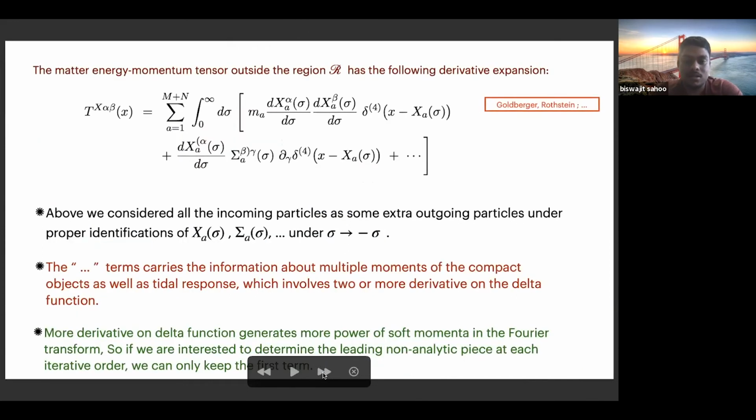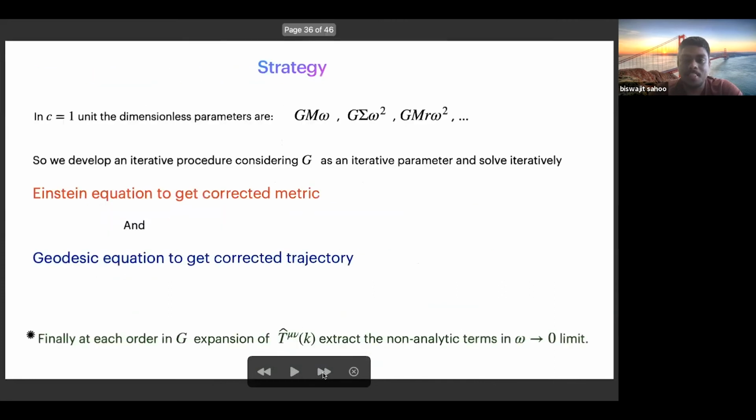Due to time, I'm skipping the details, and let me tell you the strategy, why this iterative expansion works. In c equal to 1 units, it turns out that G m omega, where m is some mass parameter, which is the momentum or the mass of the objects which are scattering, and G sigma omega square, G m r omega square, are all dimensionless parameters. So expanding in powers of G is a good approach, because that can take care of the corresponding m omega piece, the spin dependent piece, and all these orders.